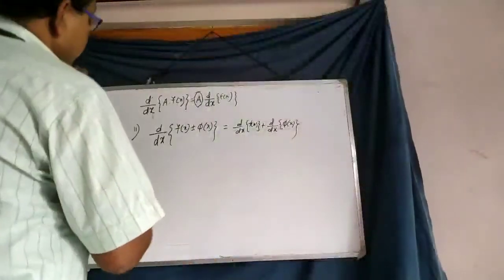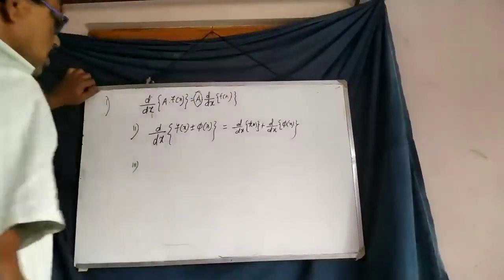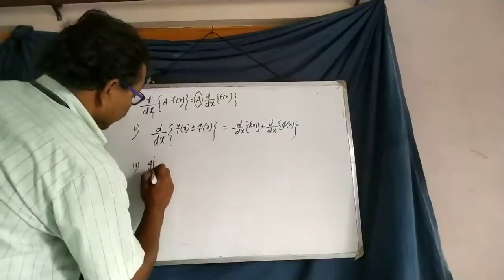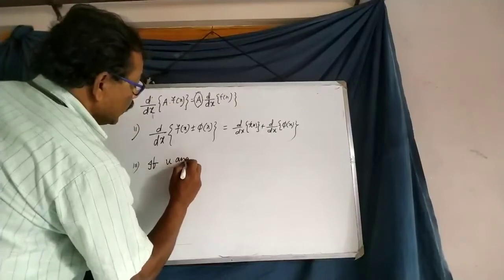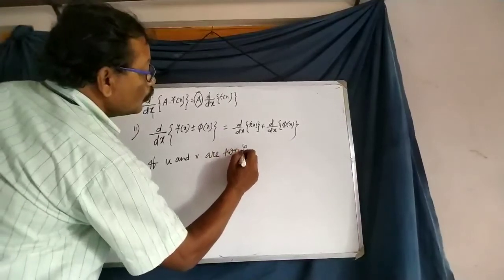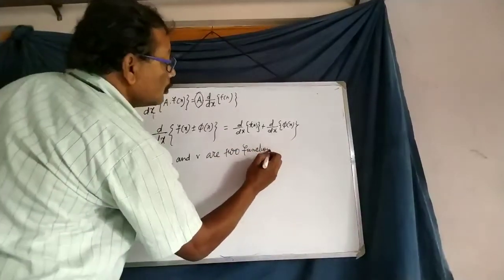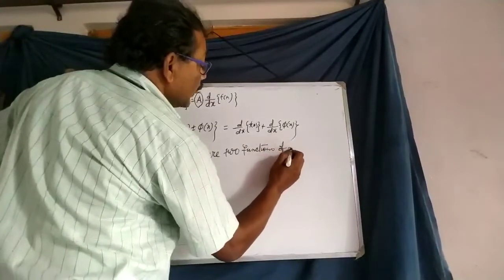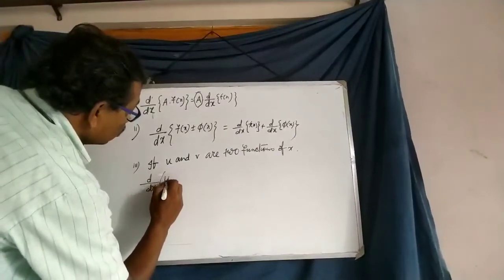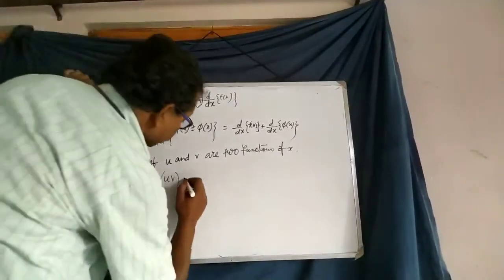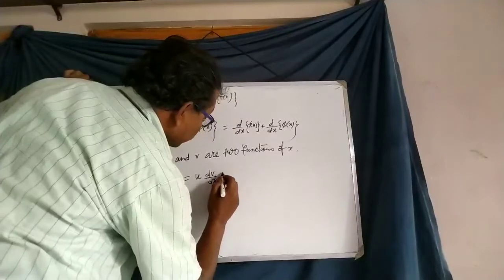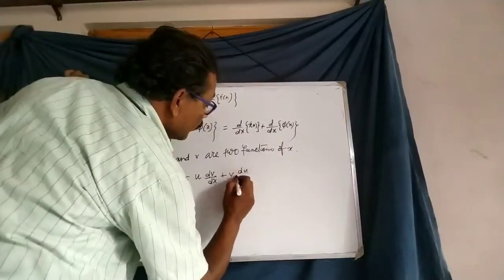Number three, product of two functions, which is called u into v. If u and v are two functions of x, then d/dx of uv is equal to u into d/dx of v, that means dv/dx, plus v into du/dx.